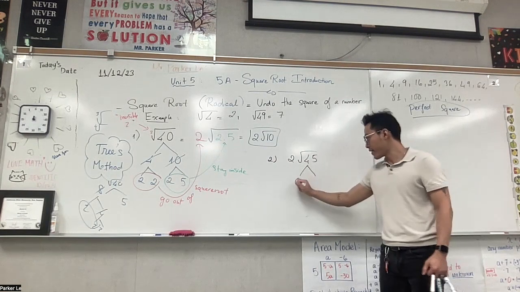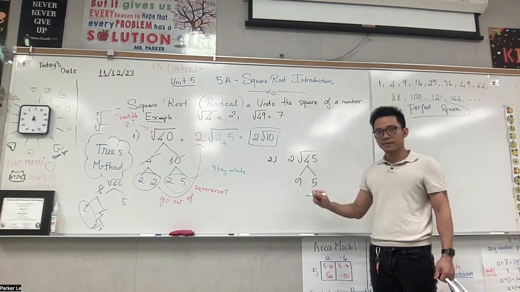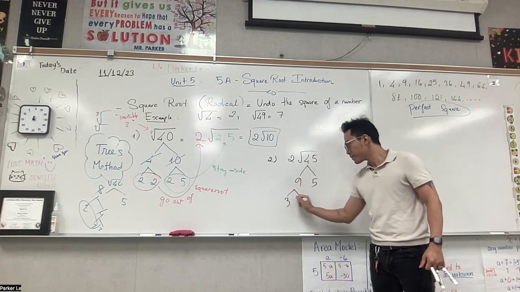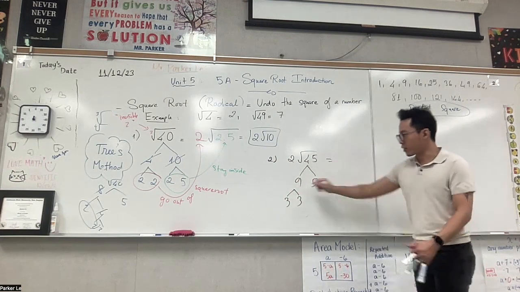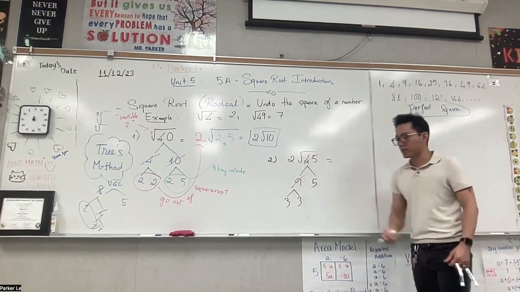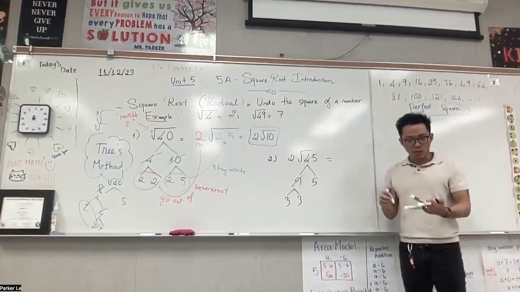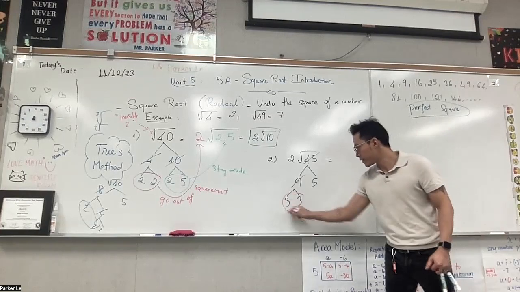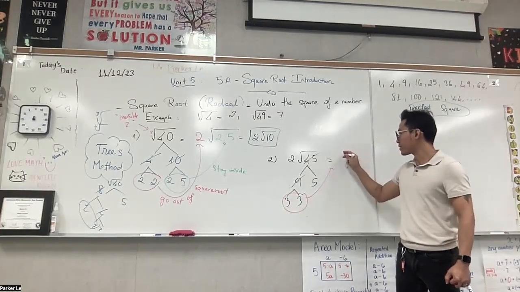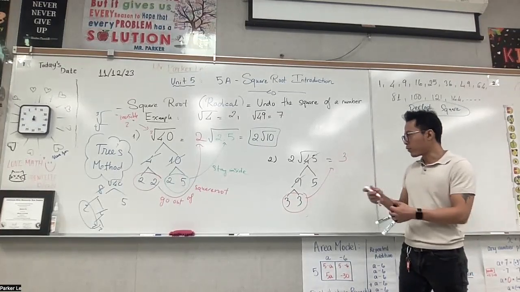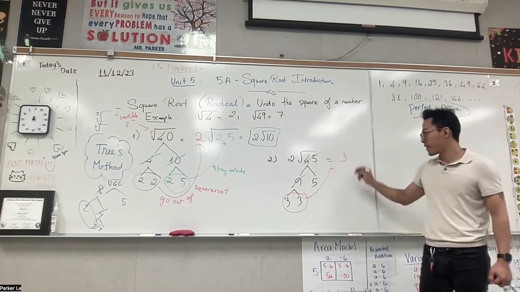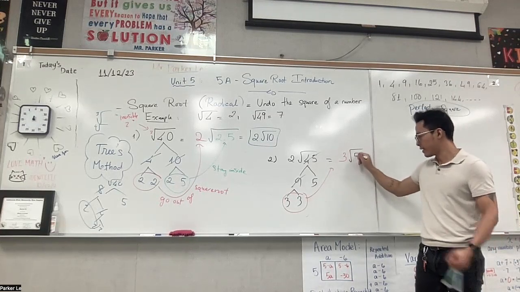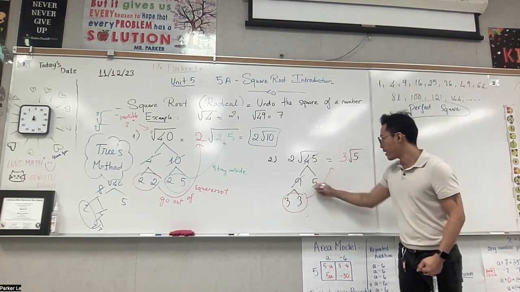9 and 5, right? 3 and 3. Okay. So remember when you break it down, just go to the first time. What are the 2 same numbers you have here? 3, right? 3 here, so 3 is going to stay outside. And then what do we have to stay inside? 5. So 5 is going to stay inside.